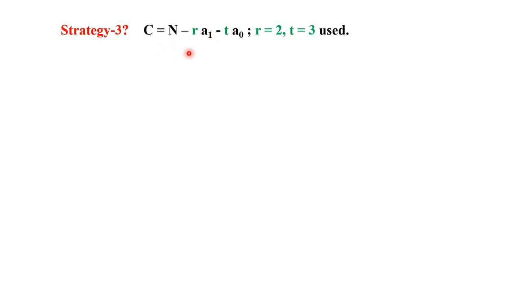You are truncating the number S, given S, by dropping 2 digits A0 and A1, and you multiply A1 by R and A0 by T and subtract it from the truncated number S. And for this particular example, we have deliberately used R equal to 2 and T equal to 3, as we have seen in the last slide. You can go back if you want.